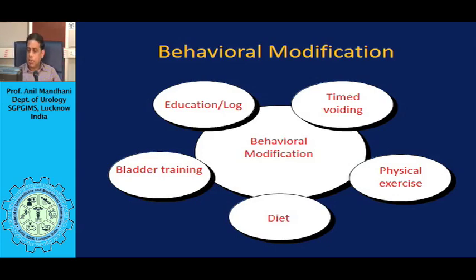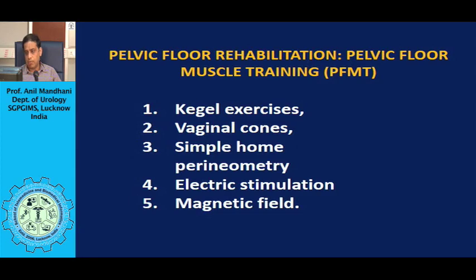So this is a renal angiogram. You can see the flush of contrast. This is the aneurysm, and after passage of the coil, this aneurysm was blocked. So we could save the kidney.